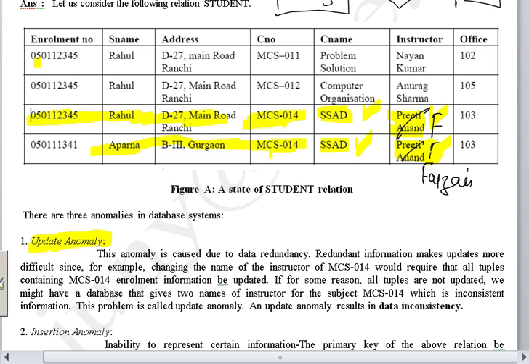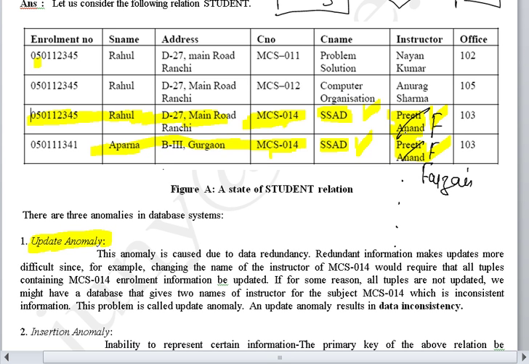I have to change this into Fazan, and this could be anywhere in the table, isn't it? This Preeti Anand could be anywhere in the table, because the students who are with this course SSAD could be anywhere in the table, and there could be many. You can imagine it simply. There could be many students who are with this course, and not necessarily sequentially. They could be spread out in the table.